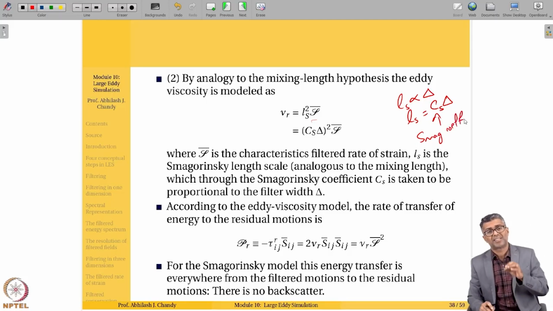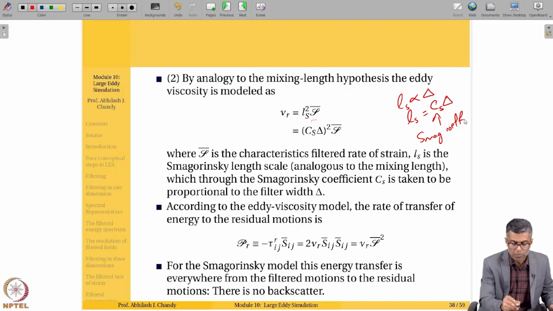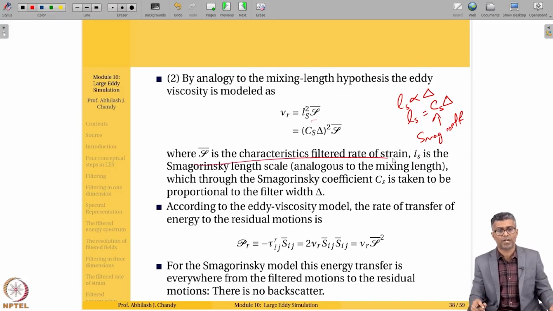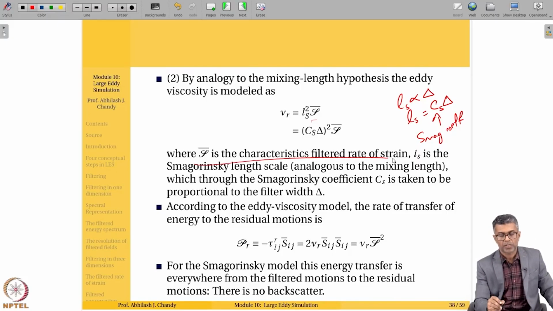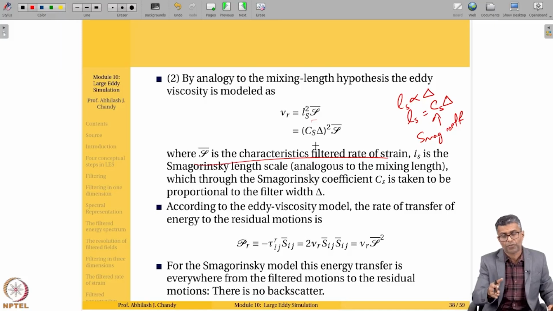It turns out the standard value of the Smagorinsky coefficient is 0.17, and we will actually derive that in today's class. But Ls is equal to Cs times delta. S bar here is the characteristic filtered rate of strain. So nu r is Ls squared times S bar, and that is Cs times delta squared times S bar.